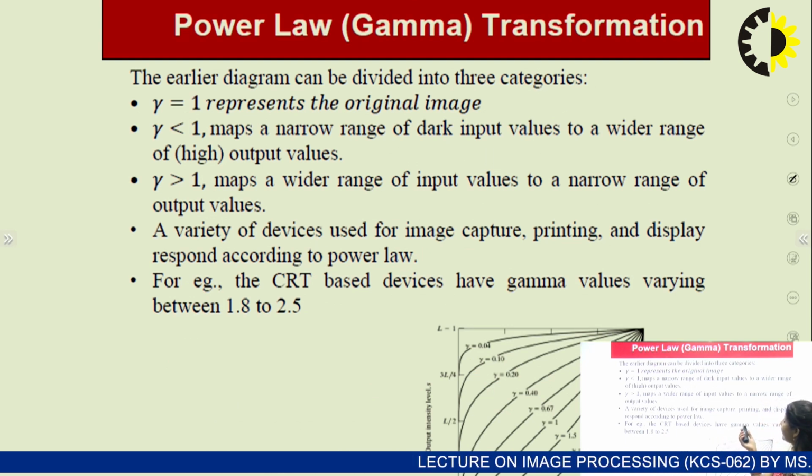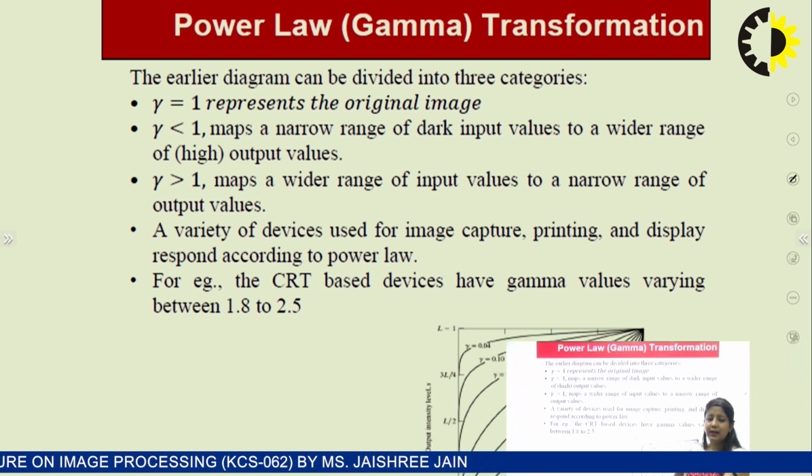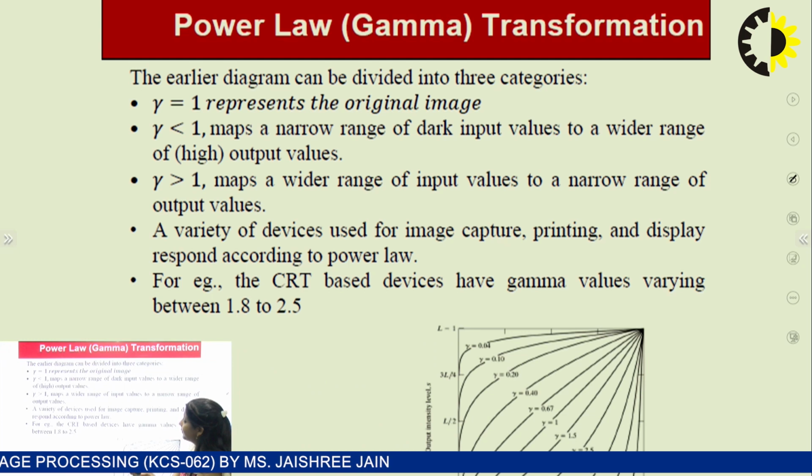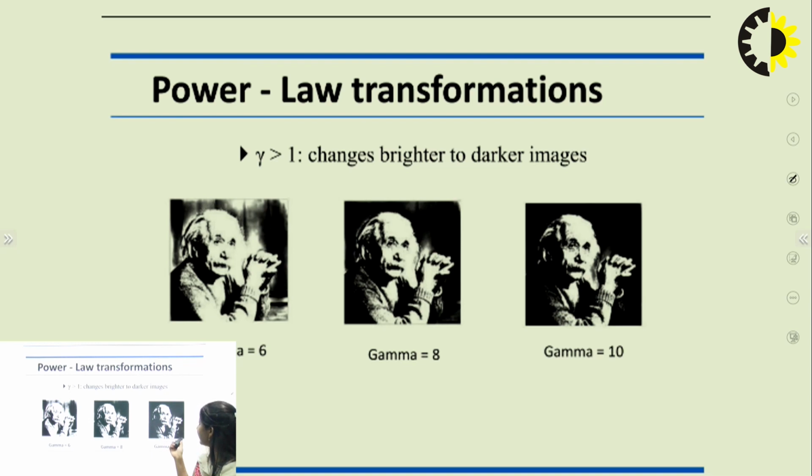So the earlier diagram can be divided into 3 categories. Their gamma value can vary: equal to 1, less than 1, or greater than 1. We take the example of CRT. A CRT has a gamma value varying between 1.8 and 2.5, so depending on the device, we choose which value to take. Here is a different example. If gamma is equal to 6, the image will be in this form, and when we choose gamma equal to 8, it is a darker image. Gamma equal to 10, the background gets more and more dark.